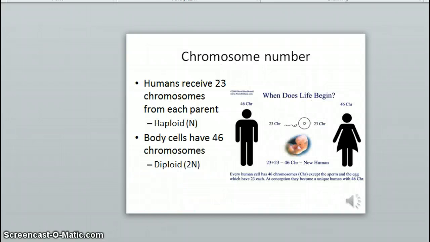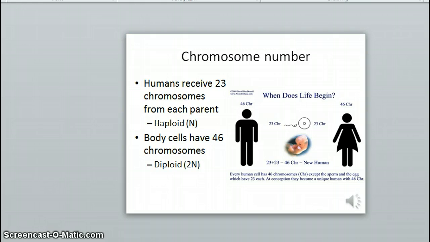Every human has 46 chromosomes in their cells, except for reproductive cells. Different organisms have different numbers of chromosomes. Chimps have 48 chromosomes, fruit flies have 8, and dogs have 78 chromosomes. So you can see that chromosome number doesn't really relate to how advanced an organism is.